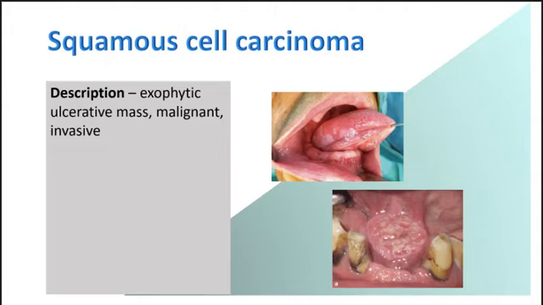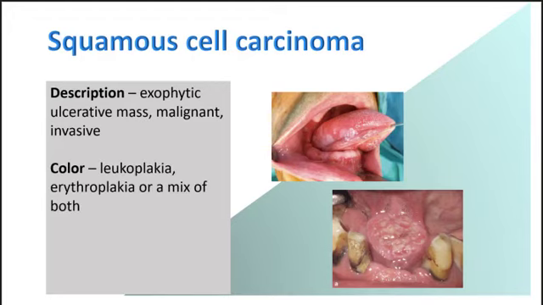These lesions are going to appear as exophytic again, and they're going to be ulcerated masses. They're going to be malignant and invasive. They're capable of destroying soft tissue and bone. With squamous cell carcinoma, we may see leukoplakia, erythroplakia, or a mixture of both. I once had a patient I'd been seeing for many years who presented with a leukoplakia on the lateral border of his tongue during a routine visit.